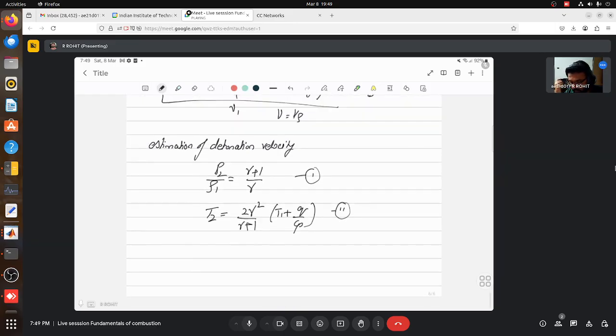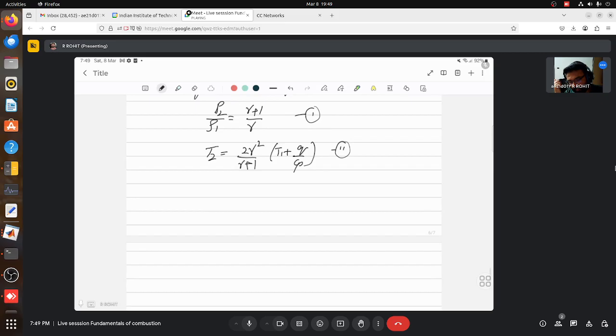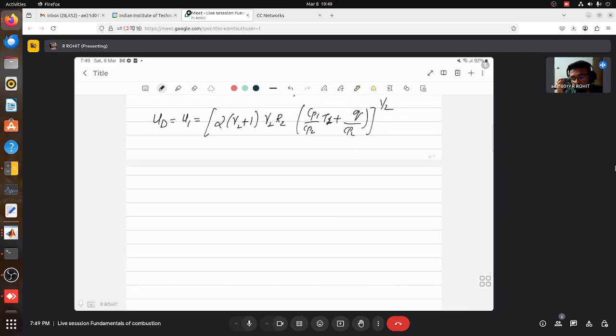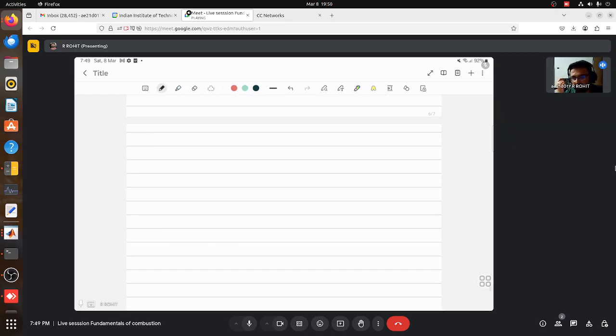For the detonation velocity, I will just write the formula. You do not need to remember such a big thing. It is nothing but 2 gamma2 plus 1 into gamma2 into R2 into Cp1 by Cp2 into T1 plus Q by Cp2, the whole to the power 1 by 2. So this was your detonation velocity. Then you were shown different examples on how to use these concepts in determining certain values. We will try to solve some examples today.